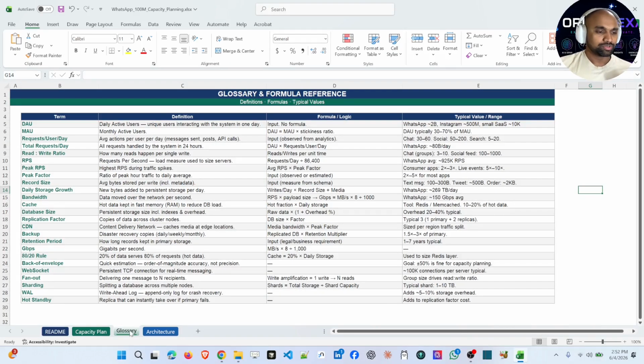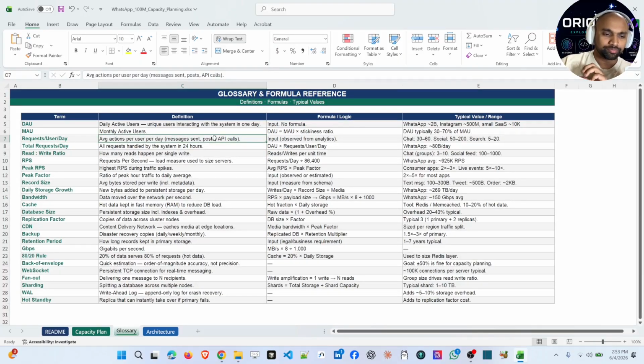Let's go ahead and see the glossary. In the glossary, there are around 29 terms, 29 to 31, that depends upon the platform. Let's go one by one. The first one is daily average users, that is DAU. That is usually around 30 to 70% of the monthly average users. Next, come to the requests per user per day, that is average actions per user per day. It is an input observed from the analytics. Chat is around 30 to 60. If you consider WhatsApp, on average a person will do 30 to 60 chats per day.